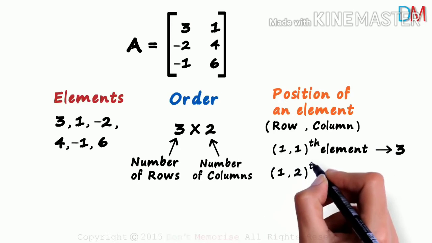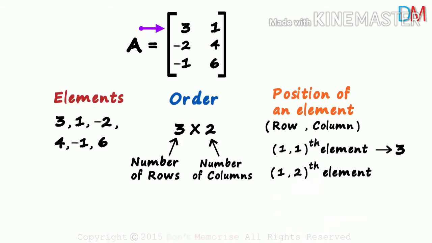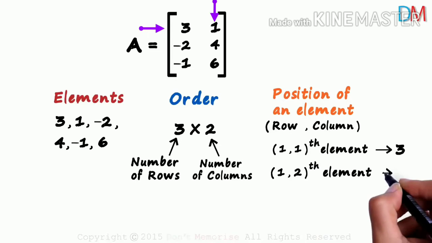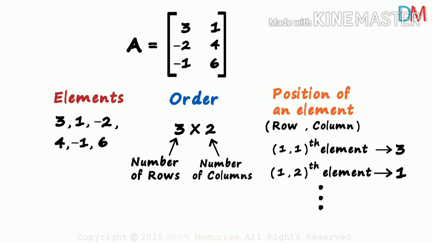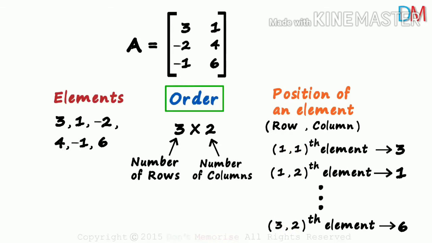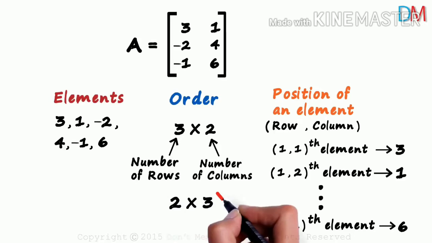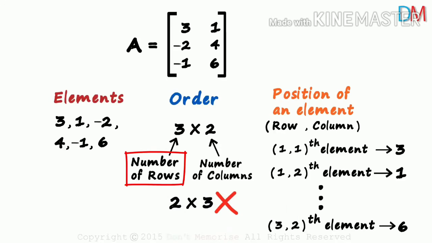So what is the 1/2th element in this matrix? First row and the second column. It will be 1. This goes on and the last element would be the 3/2th element. Third row and the second column. It will be 6. The row number comes first and then the column number. And the same applies to the order of the matrix. Number of rows by the number of columns. Writing the order as 2 by 3 will be incorrect. The number of rows will always come before the number of columns.